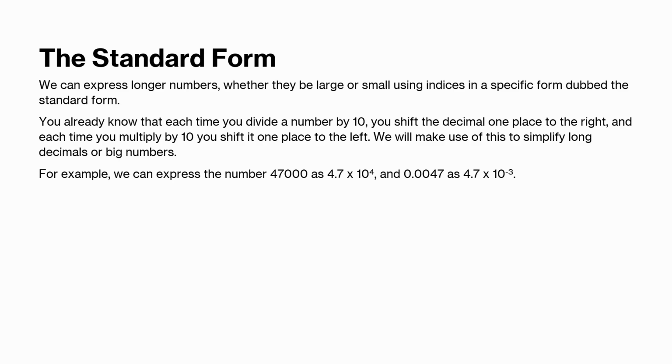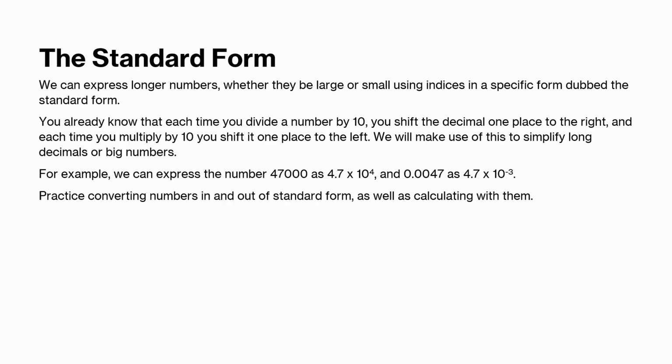For example, we can express 47,000 as 4.7 times 10 to the power of 4, and we can express 0.0047 as 4.7 times 10 to the power of negative 3. Practice converting numbers in and out of standard form as well as calculating with them.